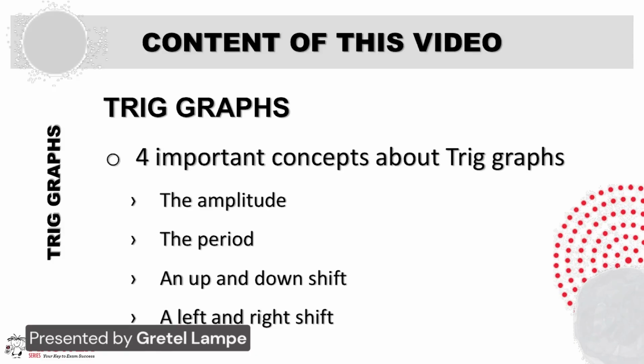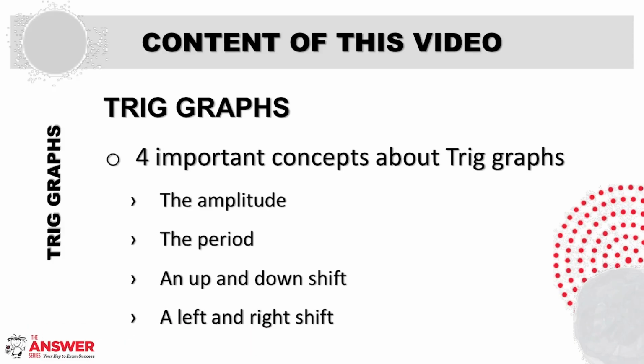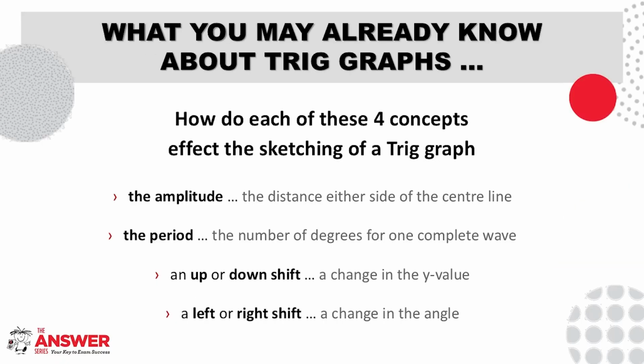And in this video we will look at an extension of what we covered in the theory videos, as I mentioned. Firstly, by considering the concept of the amplitude of a trig graph, then the concept of the period, and then also the shifting of a trig graph both up and down and left and right. As we go through each of these, we will look in all 4 cases at what in the equation impacts each of them. First though, let's check in on how they each affect the sketching of a graph.